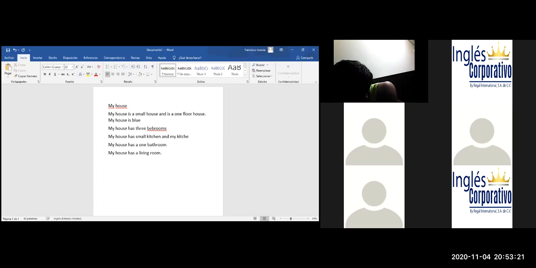Ah, entonces solo tú le pones, it's an open kitchen. It's an open kitchen. Outside. Let me share my screen really quick, okay?